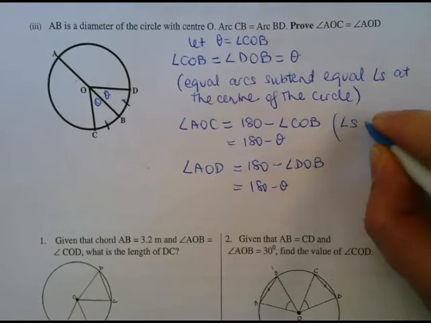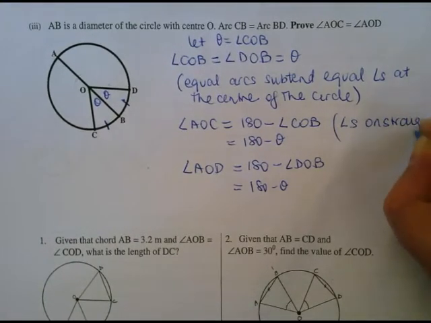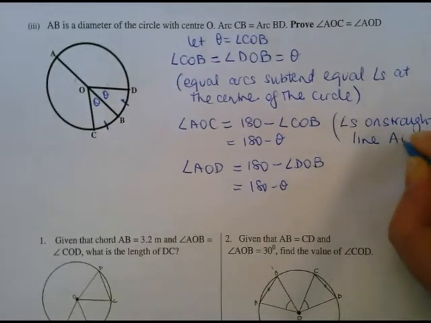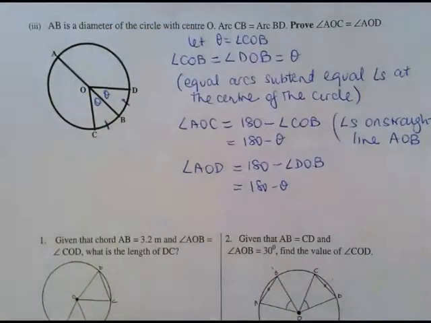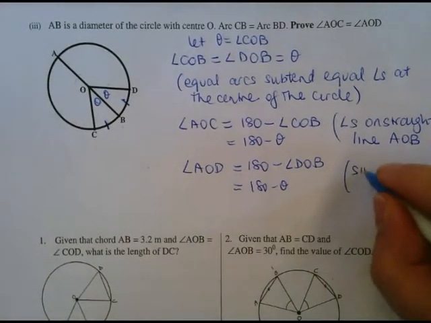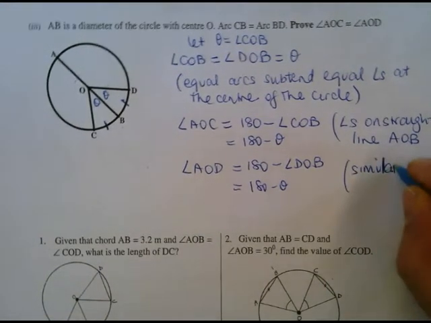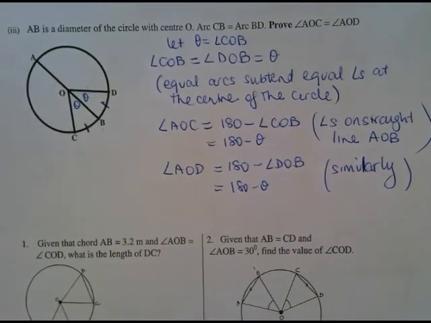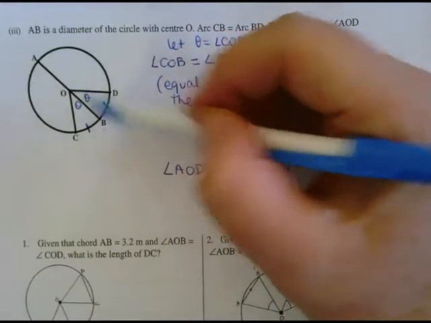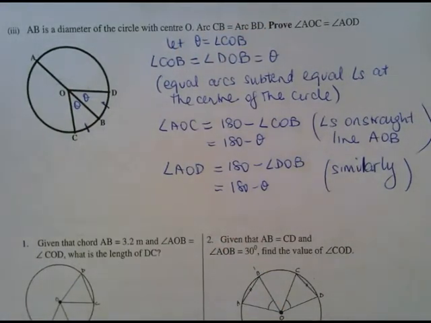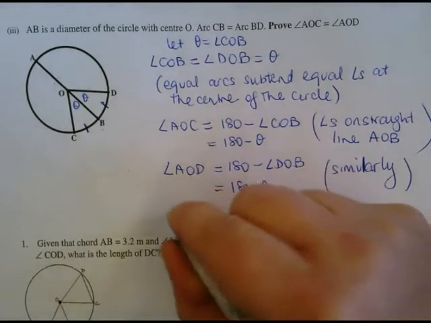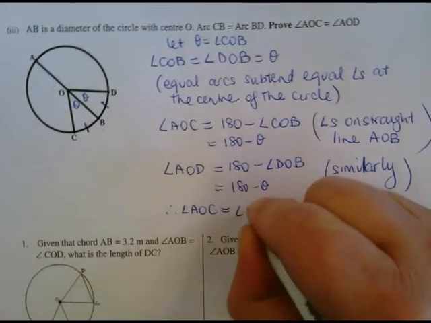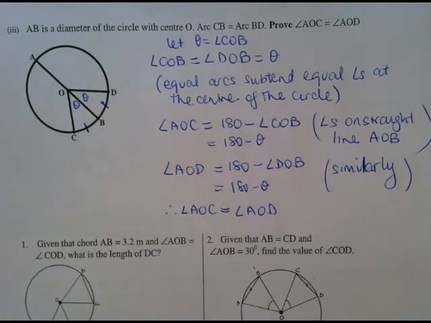Angles on a straight line. I'd be saying which straight line it is. Angles on straight line AOB. You call that straight line AOB, not AB, AOB. And similarly, or you could use supplementary angles. Whenever you're mentioning a straight line angle, you need the vertex, which is O. AOB is the straight line, because it's like an angle, a 180 degree one. Therefore angle AOC equals angle AOD, because they're both equal to 180 minus theta. You don't need to mention that, it's obvious.